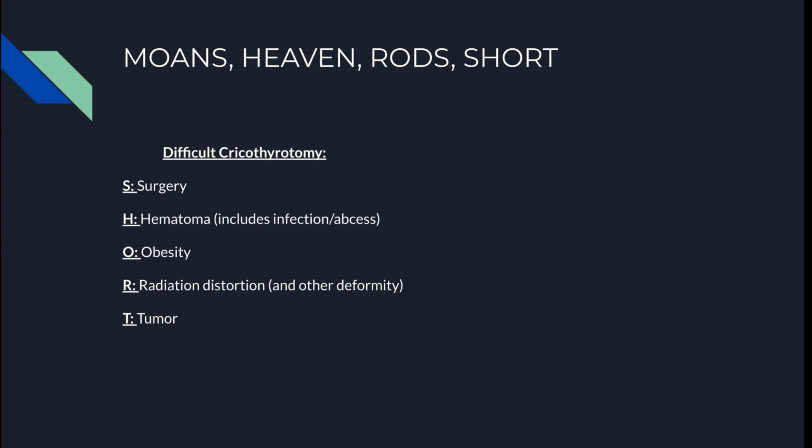Hematoma. So this is any mass to the front of the neck. A patient hits their neck on the steering wheel, or they have an abscess or anything to the front of their neck. It's going to obviously cause swelling, and it's going to not only give us more tissue that we're going to have to dissect through, but it could make identifying landmarks more difficult. Obesity, this kind of goes without saying. People with larger necks, it's going to be much harder to find the landmarks that we're looking for.